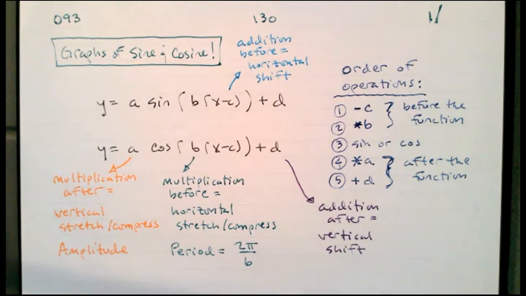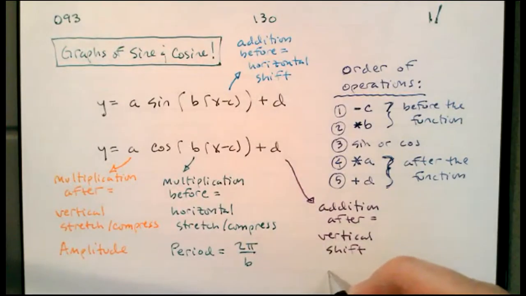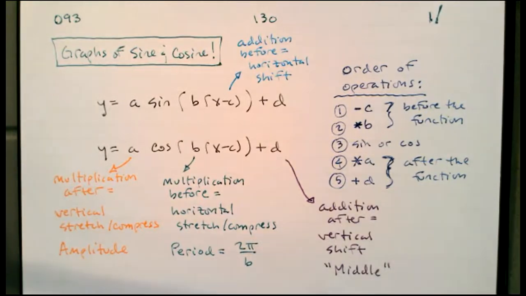Addition after is going to move the top, the middle, and the bottom, but the distance is going to remain the same. So the addition after, the way we're going to interpret that for sines and cosines is this is where the middle is. So the plus D is where we're going to find the middle of the graph. I'm going to put that in quotes, because I just refer to the top, the middle, and the bottom. So the plus D is going to tell us where the middle of the graph is.